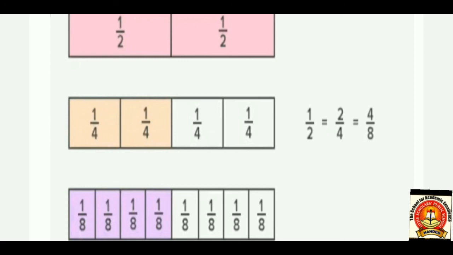So equivalent fractions can be obtained when you choose any non-zero number to divide both the numerator and denominator, or you can choose any non-zero number to multiply both numerator and denominator. Compulsorily, you have to do the operation on the numerator as well as the denominator, then you will get an equivalent fraction.